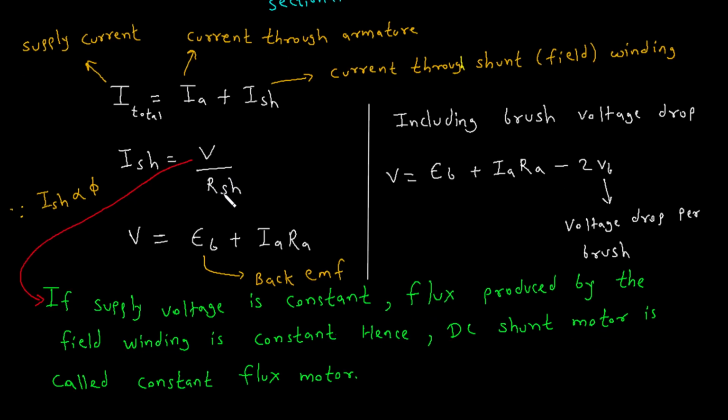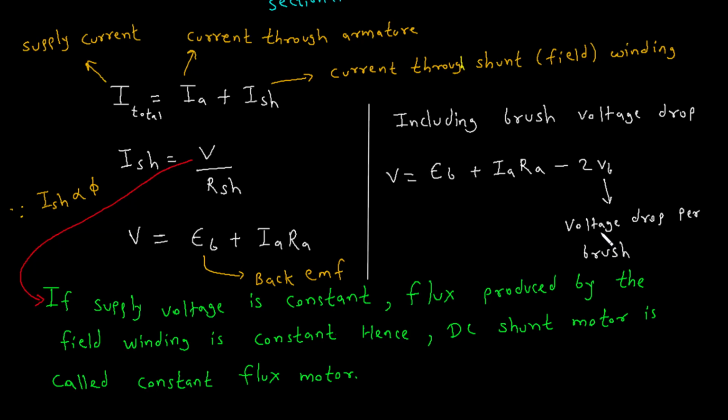The voltage equation is V equals EB plus IA RA. The supply voltage, V, is the sum of the back EMF, EB, and the voltage drop across the armature resistance, IA RA. Including the brush voltage drop, the equation becomes V equals EB plus IA RA plus 2VB. This equation accounts for the voltage drop per brush, denoted as VB.